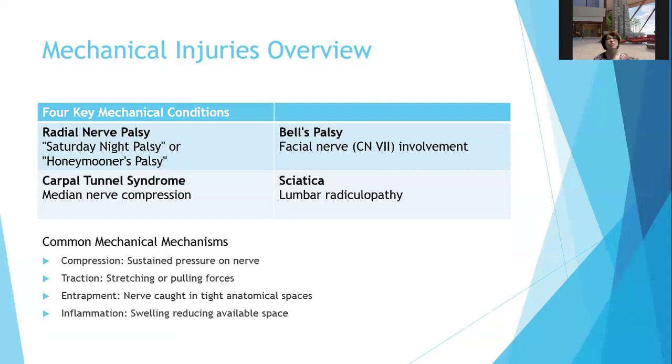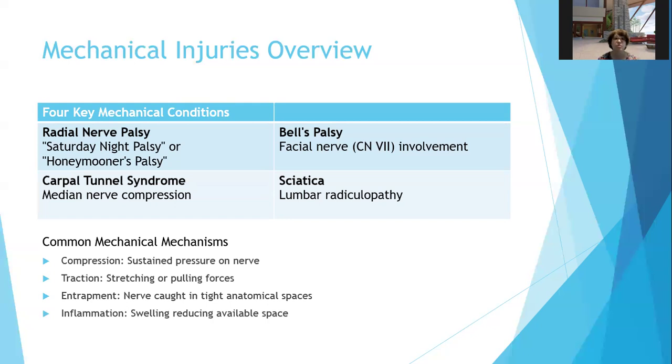So radial nerve palsy, sometimes they call it Saturday night palsy or honeymooner's palsy because it's like your arm goes numb from trying to sleep with your arm around another person. That's why they call it honeymooner's palsy. So it's radial nerve compression, basically. Carpal tunnel syndrome is median nerve compression. Bell's palsy involves the cranial nerve 7, the facial nerve. And sciatica is radiculopathy from the lumbar area that goes down the back of the leg out to the big toe sometimes.